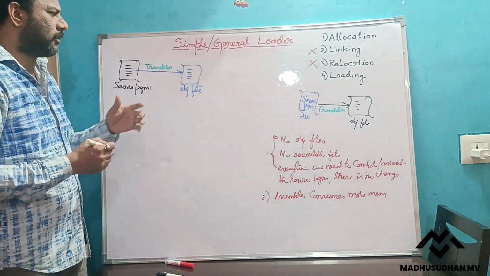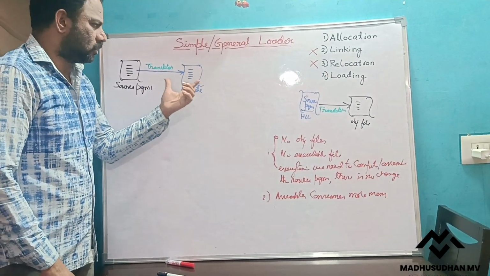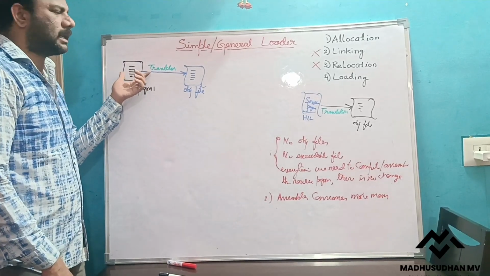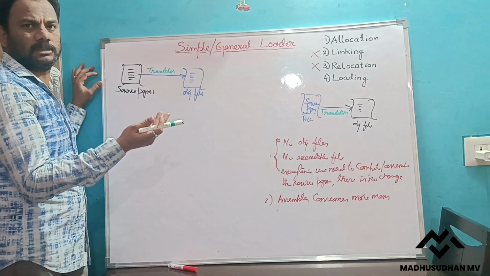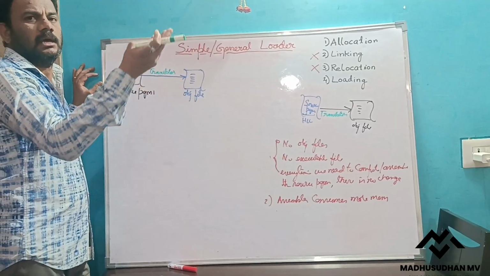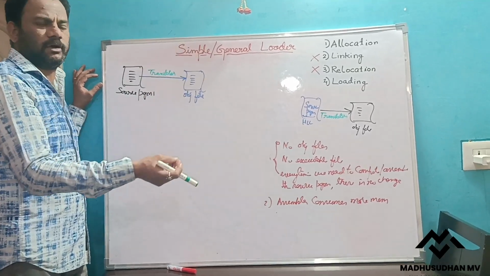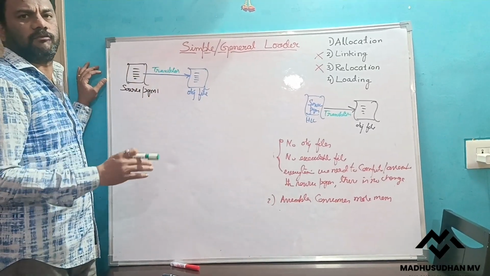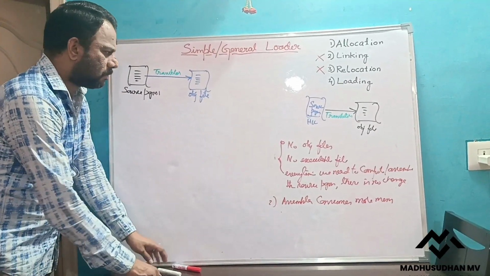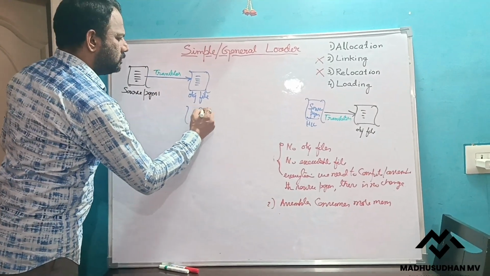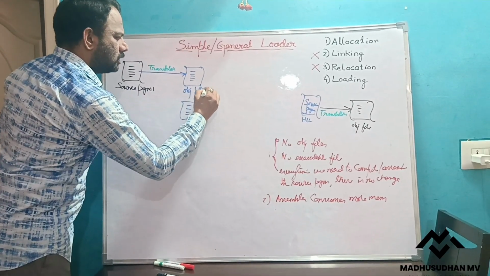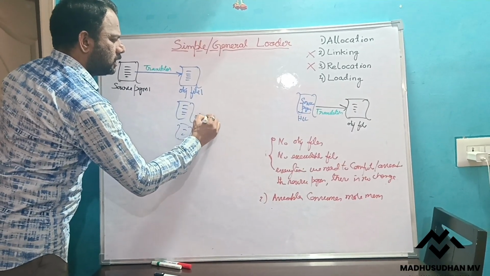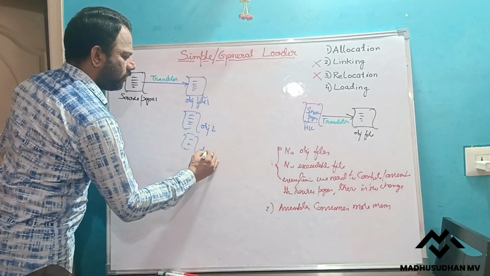Once this object file is generated, it may contain many functions. We know that in our C or C++ program, we have many classes or functions, which may be user-defined functions or inbuilt library functions. So our program may contain multiple object files. So all these object files should get what? This is object file 1, this is object file 2, this is object file 3.